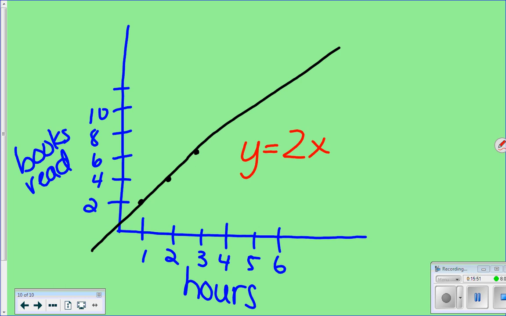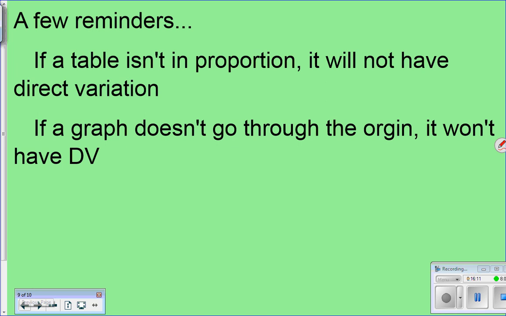Can you write a direct variation? Sure, you just did. What if my graph goes like this? I can't write one. Not possible. And I know there's one like this in your homework today. You're going to have a graph like this, and it's going to say write the direct variation. Can you? No, just say no. Doesn't work. It's not in proportion. Not possible.